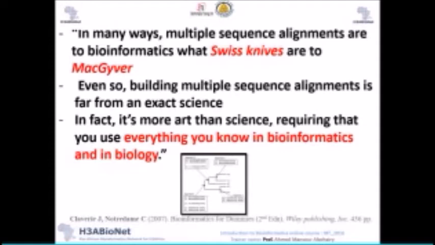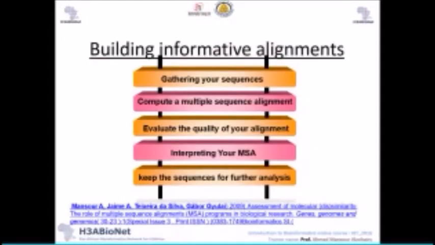So you have to know many things about your work and the biology behind it. And in fact, it's more art than science. It requires using everything you know in bioinformatics and in biology to do the alignment. So simply, this is the informative alignment.